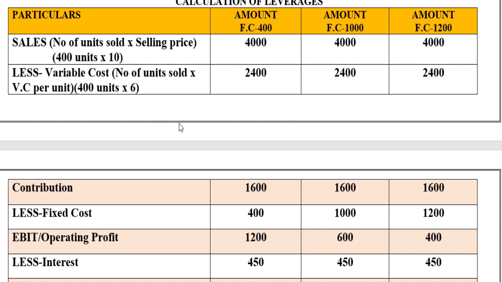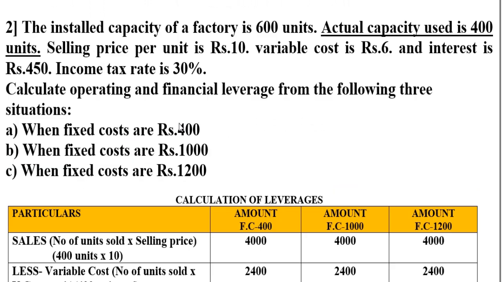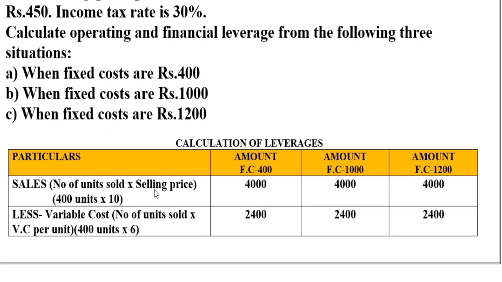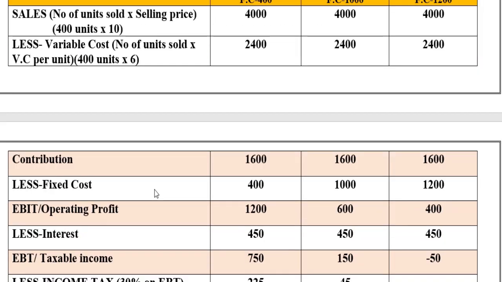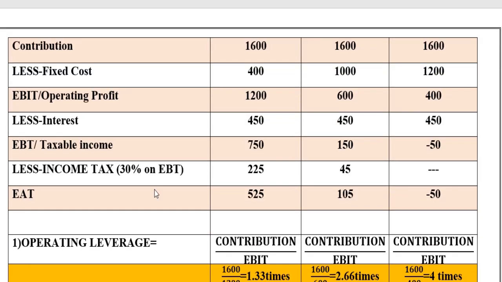Now once you have prepared the income statement, you have to calculate leverages. They ask us to calculate two leverages here. One is the operating leverage and the other is financial leverage. Okay, what is the formula for calculating operating leverage? Yes, contribution divided by EBIT.